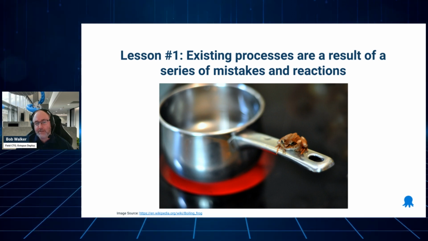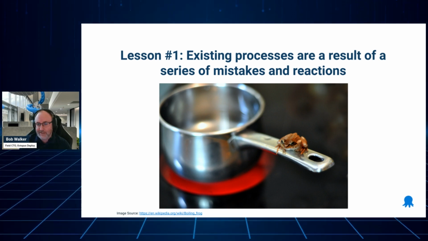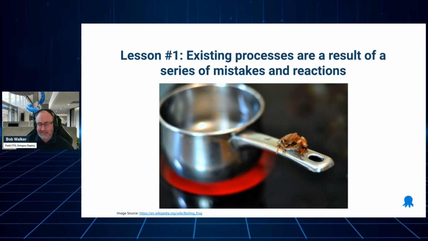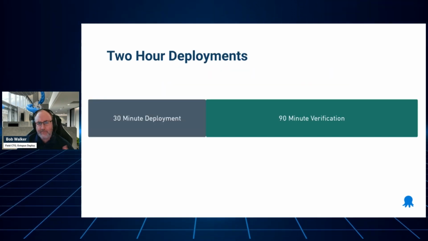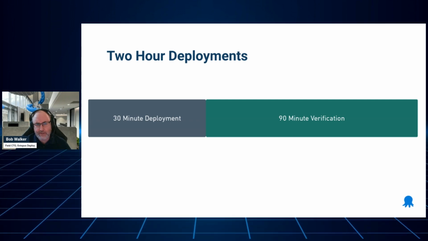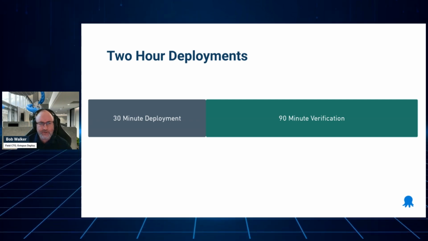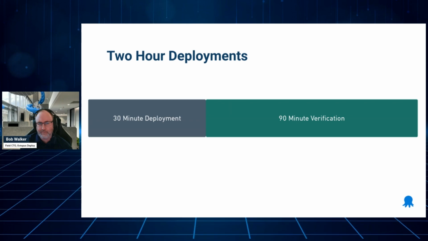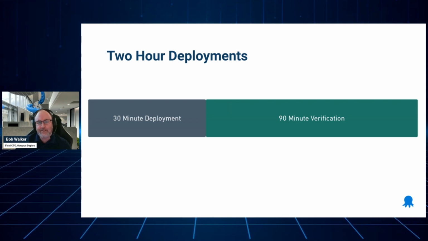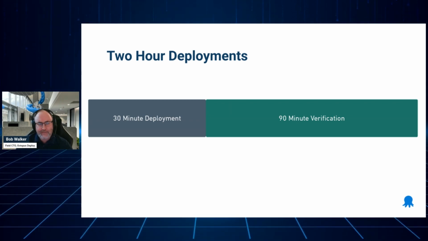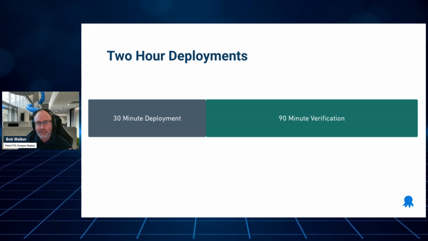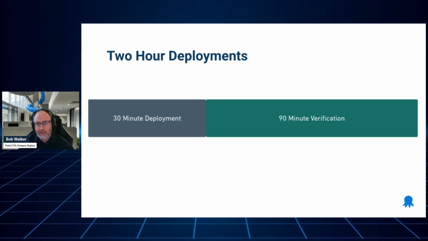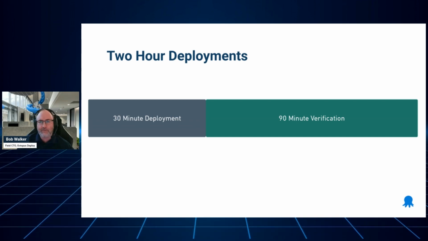And oftentimes processes that we see and ways that we try to fix it, it's something that happens gradually over time. So I mentioned 2+ hour deployments. And this was typically a result of having 30 minutes of deployments and then 90 minutes of verification. And that verification was required because, again, we were doing quarterly deployments. So our change sets that we had out there, they were massive. We were making so many different changes.